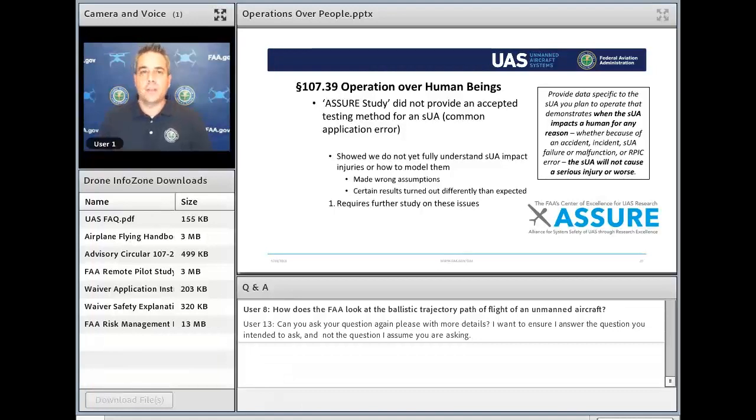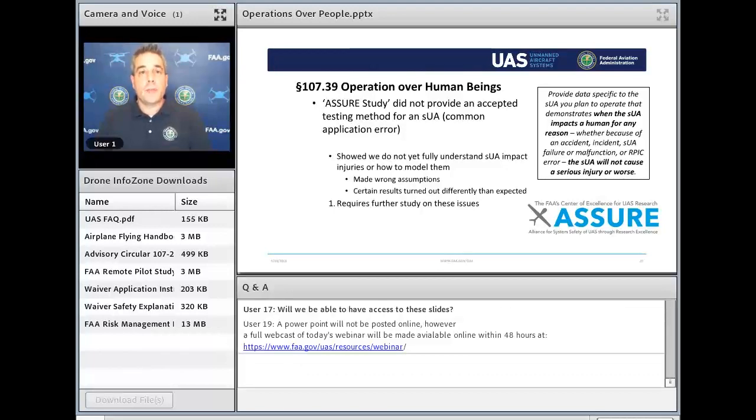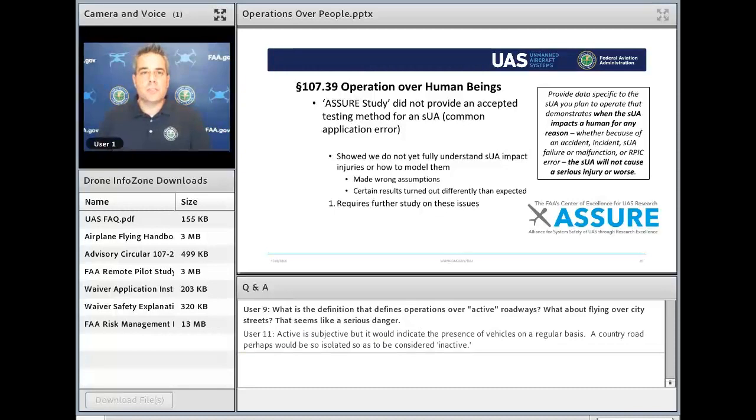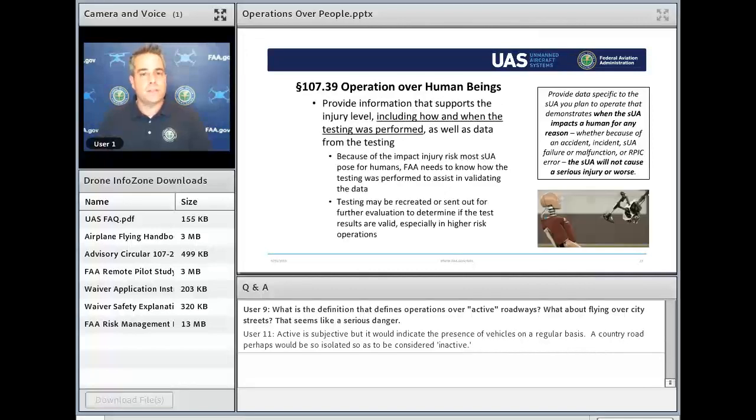Now, I want to add in here real quick because a lot of folks put in their applications that they will use the Assure study as their method of testing the injury level of their unmanned aircraft. The problem with that is what the Assure study really showed us is that we don't fully understand impact injuries or necessarily how to model them at this point. We may have made some wrong assumptions about unmanned aircraft, and the results that we got back turned out maybe differently than we were anticipating. So we require further study on a lot of these issues. The reason I bring this up is because a lot of applications have the Assure study noted as their testing for impact injuries, and that does not work in a waiver application. So please don't submit a waiver application with the Assure study as your method of testing impact injuries to humans.